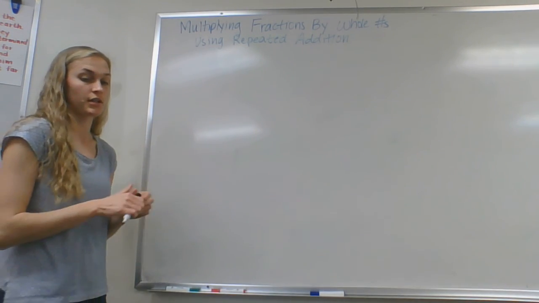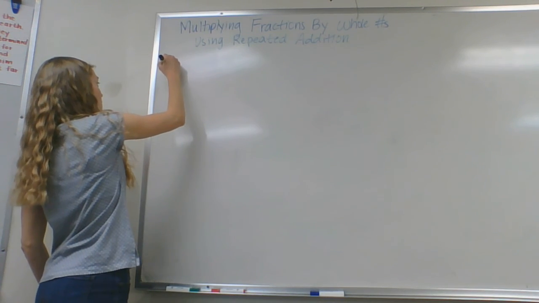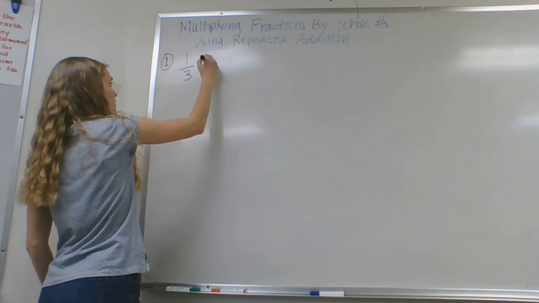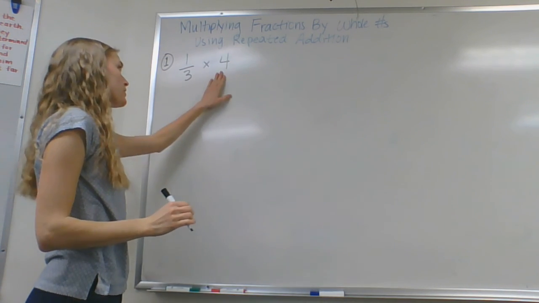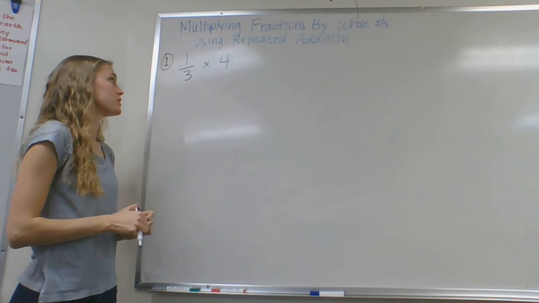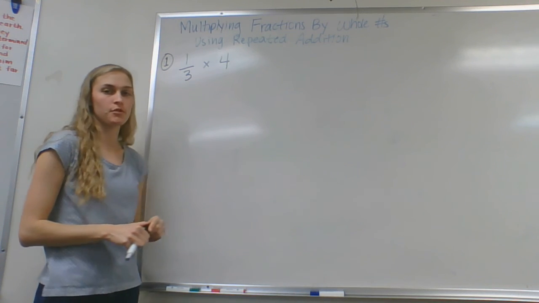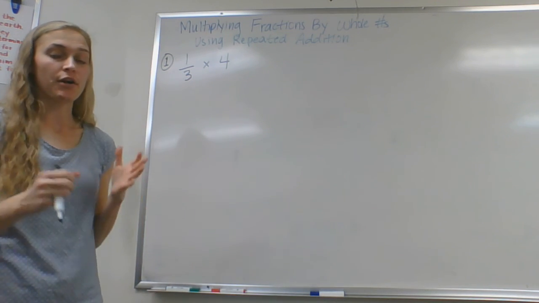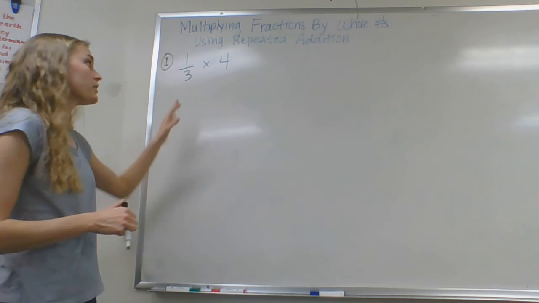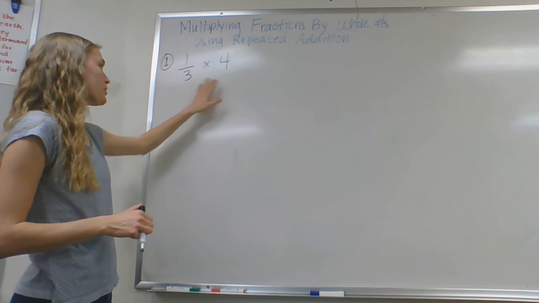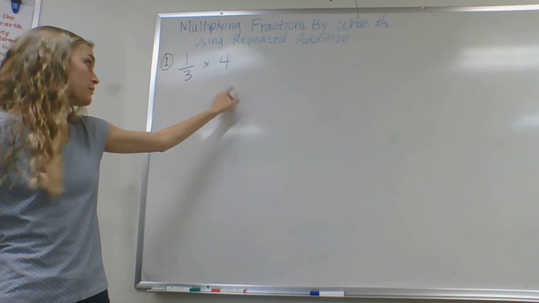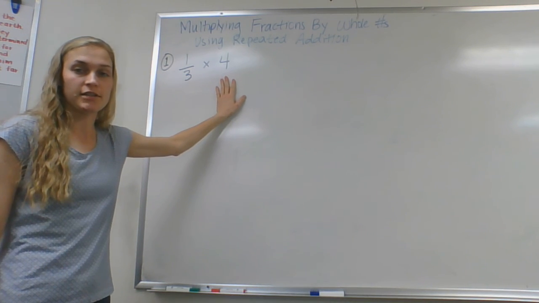All right. So we're going to start with an example. That will be 1/3 times 4. We got our fraction multiplied by a whole number. And we're going to do repeated addition to do this. So 1/3 times 4, we know when we multiply, we are talking about groups of, right? If it's 5 times 4, we have 5 groups of 4 or 4 groups of 5. So 1/3 times 4 would be 4 groups of 1/3. So we can use repeated addition by adding 1/3 4 times to get our answer. And that's what we're going to do today.